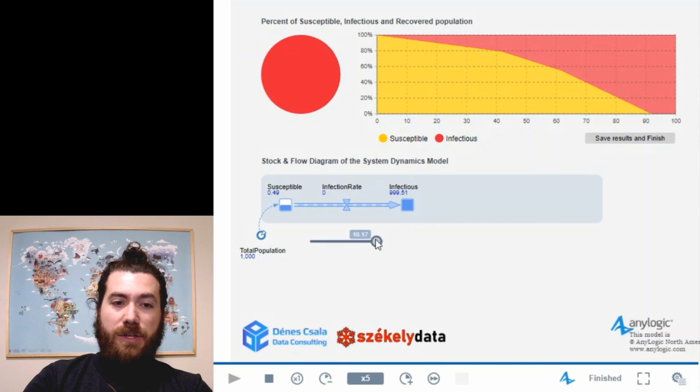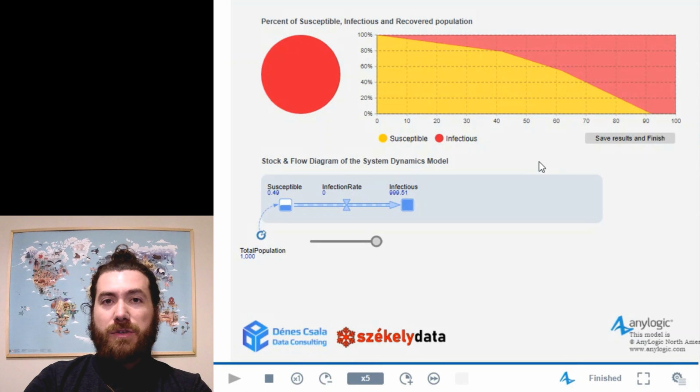If I change and monitor my infection rate, I could create a very nice simulation of how people flow from being susceptible to the disease to actually being infected. But of course, this is not very useful if I want to model a real epidemic.